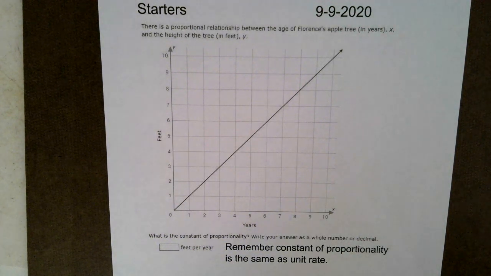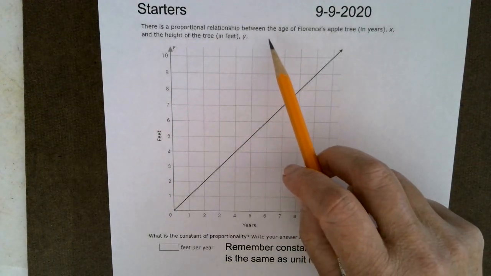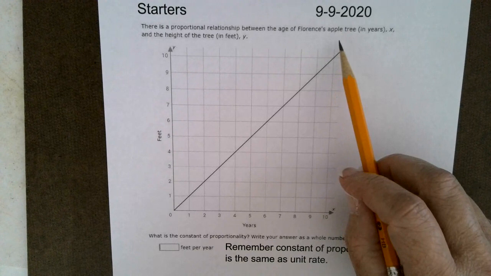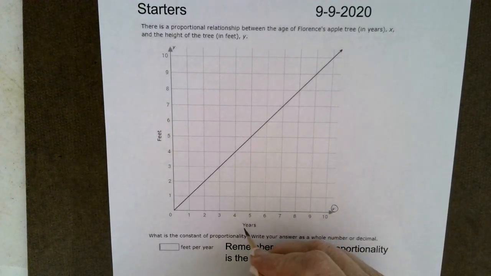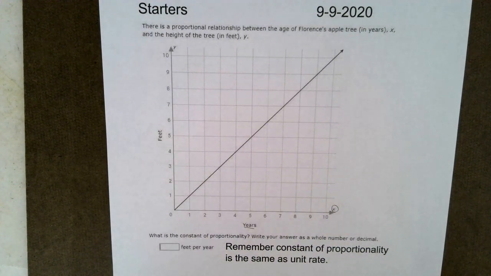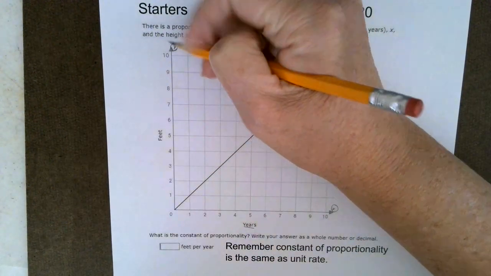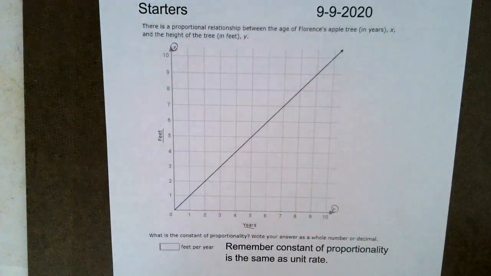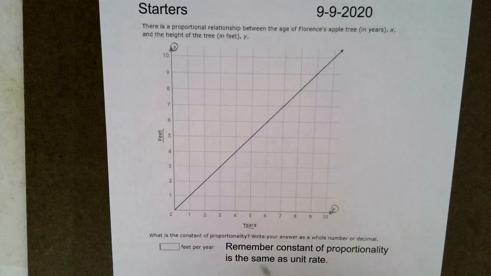All right, here are the answers for the starters from Wednesday. So there's a proportional relationship between the age of Florence's apple tree in years, X. So the years are down on the bottom at the X axis, and the height of the tree in feet, which is the Y axis, which is feet. And it says, what is the constant of proportionality? Write your answer as a whole number or a decimal.